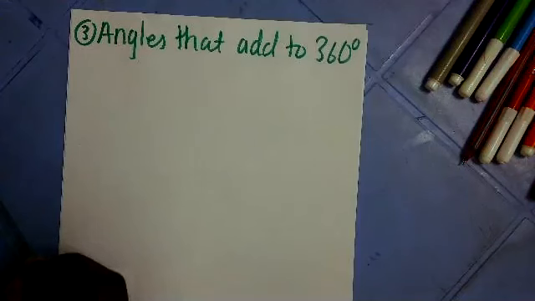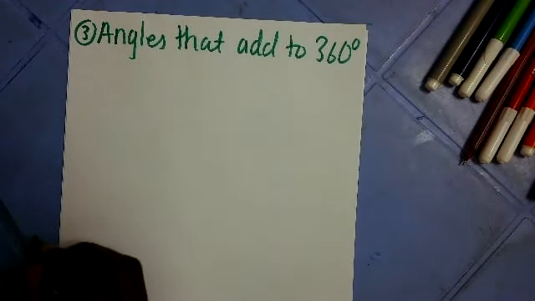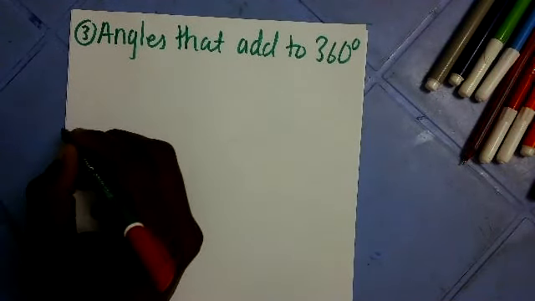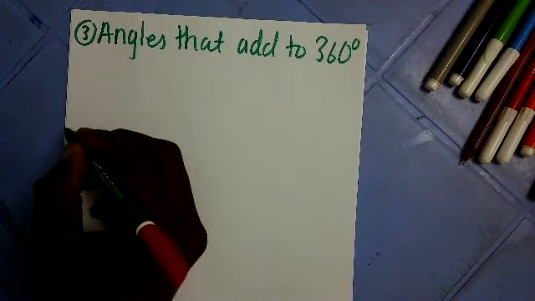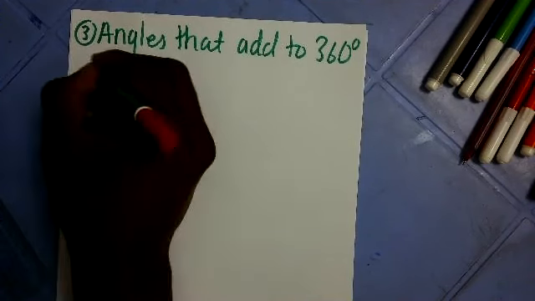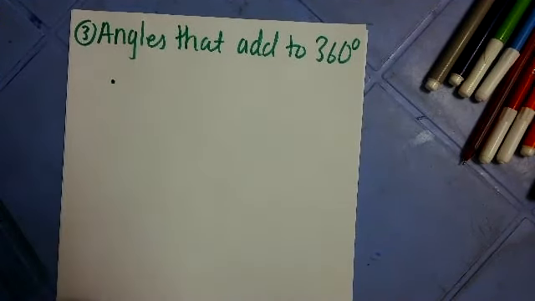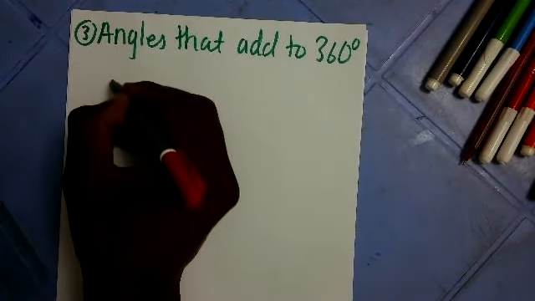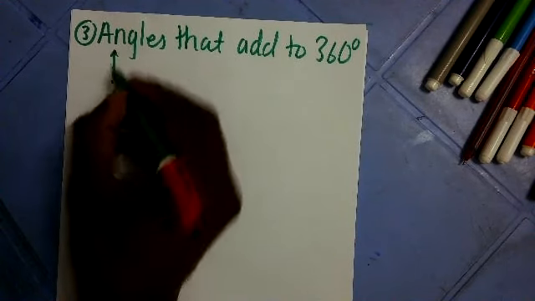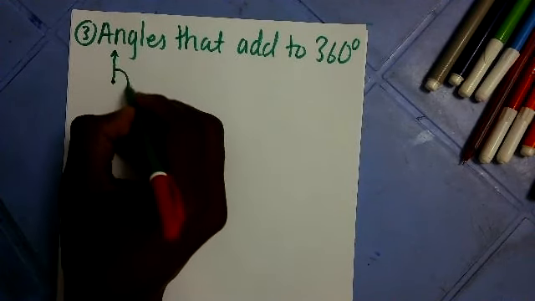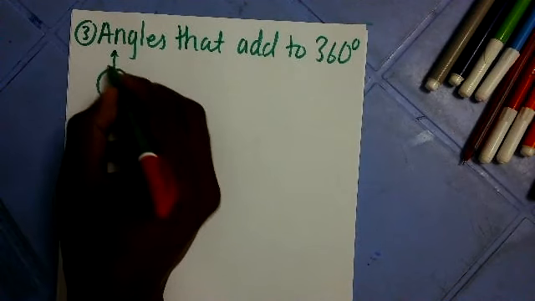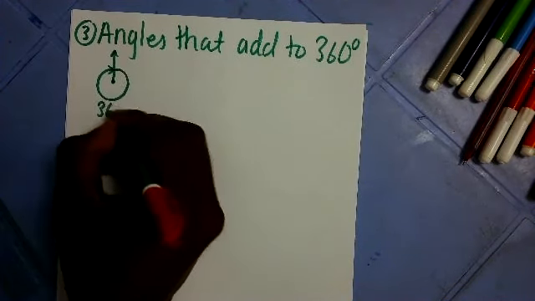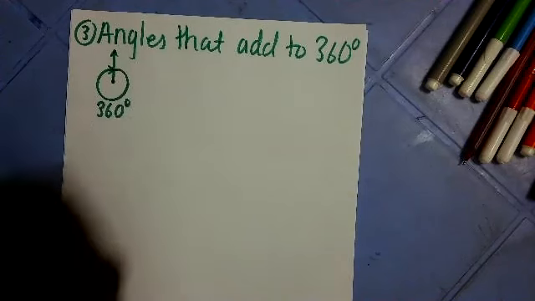Okay, now we're looking at angles which add up to 360. In other words, angles which add up to 360, we call them angles at a point. When we have angles at a point, this is a dot, right? A dot is a point. If I put my north, since we have learned north, and rotate completely around the dot, this is what we call 360 degrees.